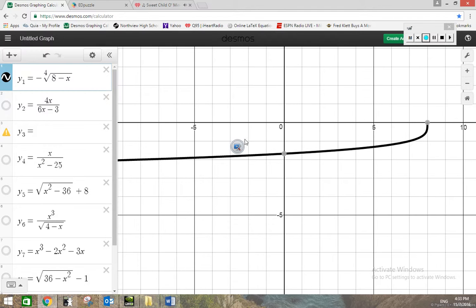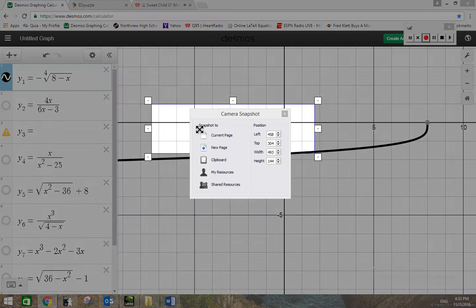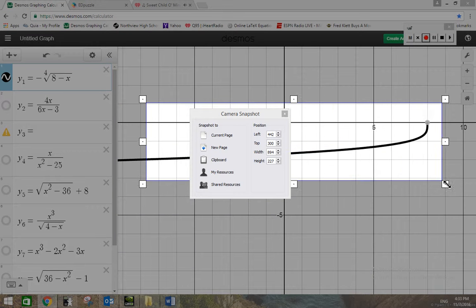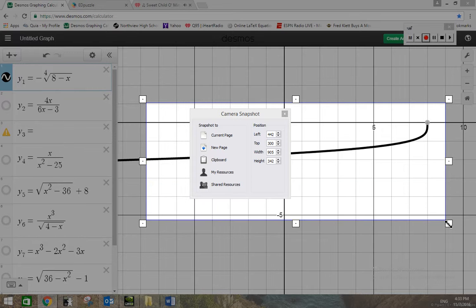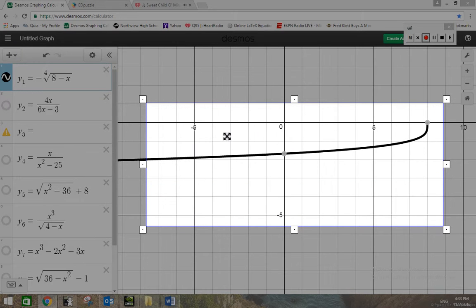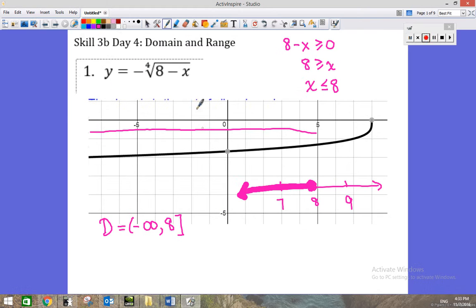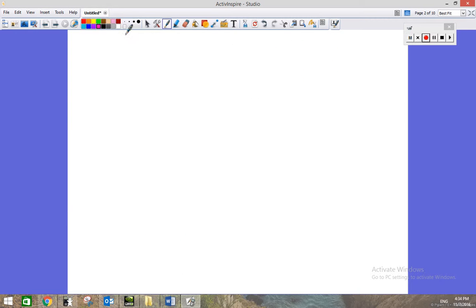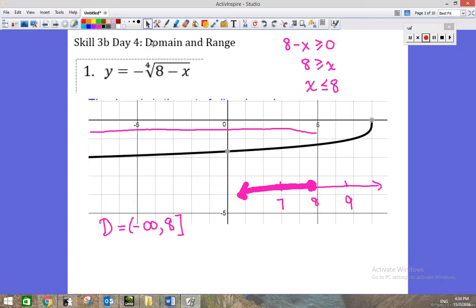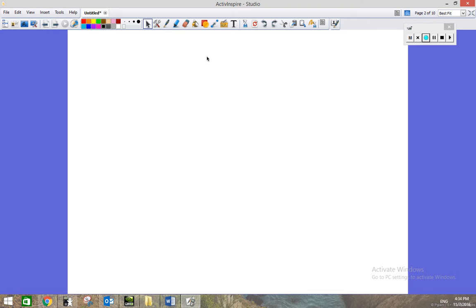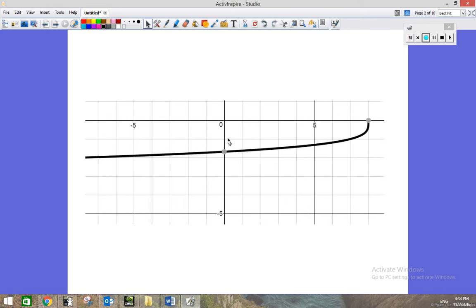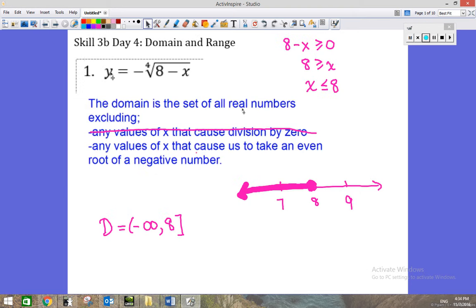Okay. So this is the resulting graph that I get. Let's cut and paste that so that we can look at it and maybe write on it. Oops, let's get a blank page. Alright, so let's cut this.